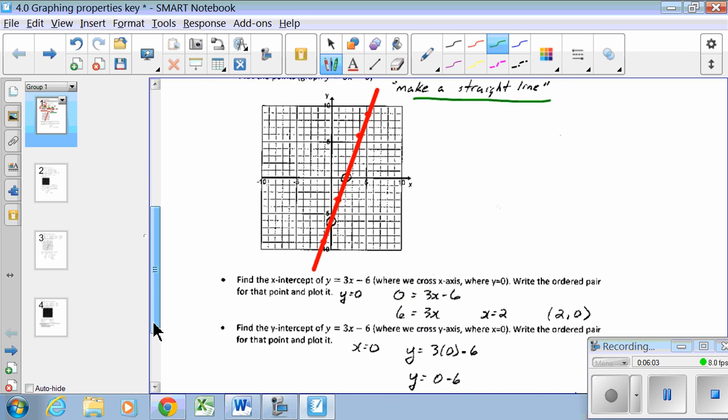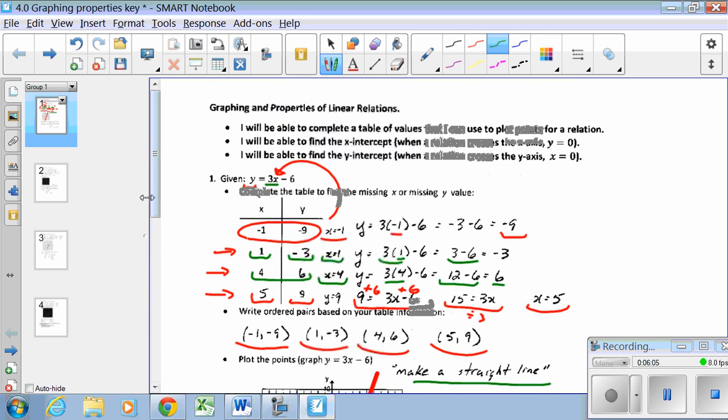Terminology. At the very top of our page, I said I want us to know that you can complete a table of values and plot points. That's what we just did. The next 2 things are some new terminology for us. We want to be able to find where we cross the x-axis. What's the x-intercept? Where you cross the x-axis.